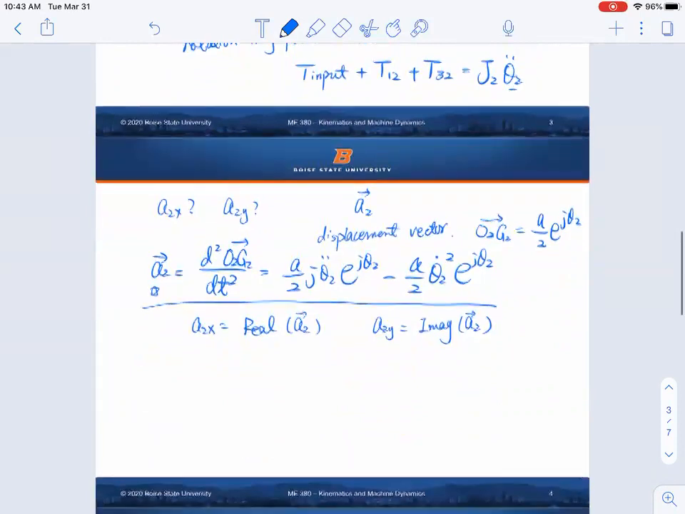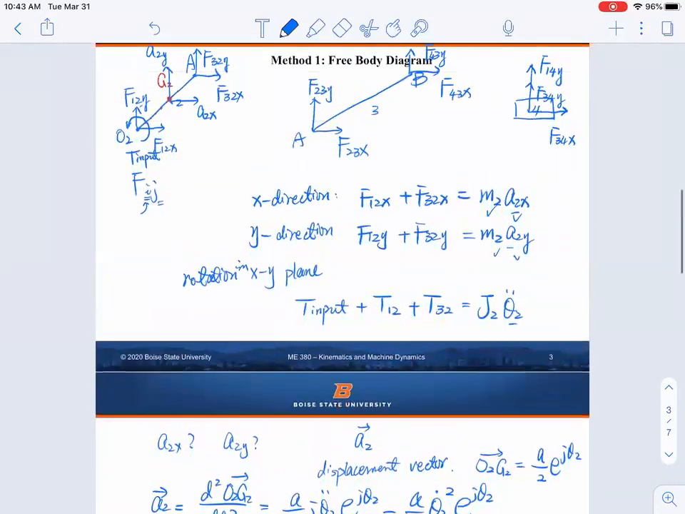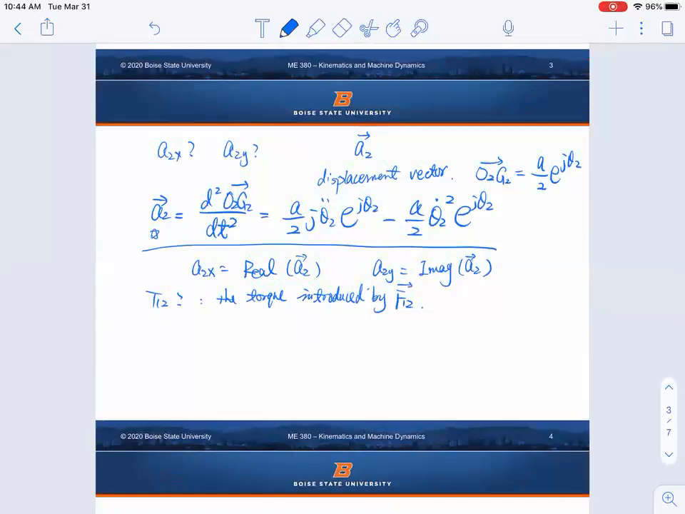How about the torque? So what is the T12 then? T12 is the torque introduced by F12. And when we calculate torque, we need to find the center of rotation. Your center of rotation should be the location where you calculate your linear acceleration. Because in this case, we pick the center of gravity to calculate the linear acceleration, that's why your torque should be calculated about the same point.